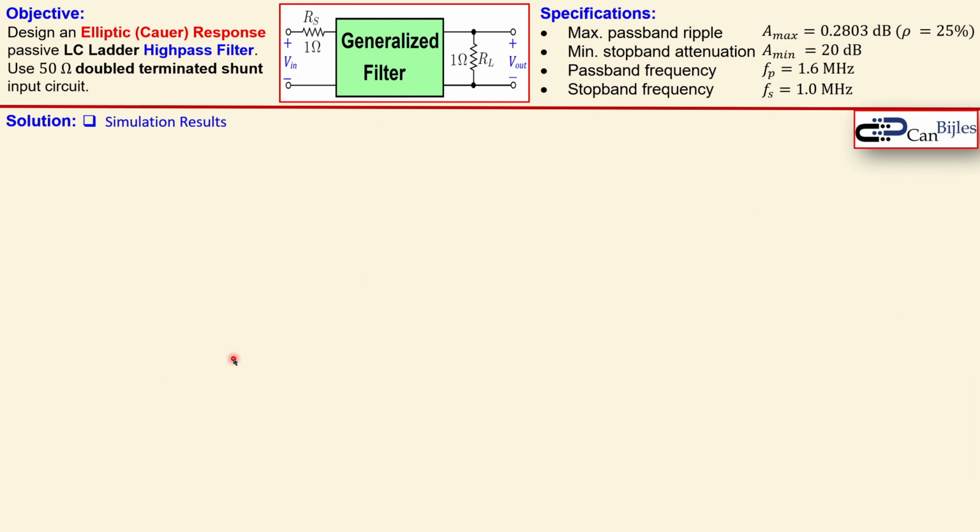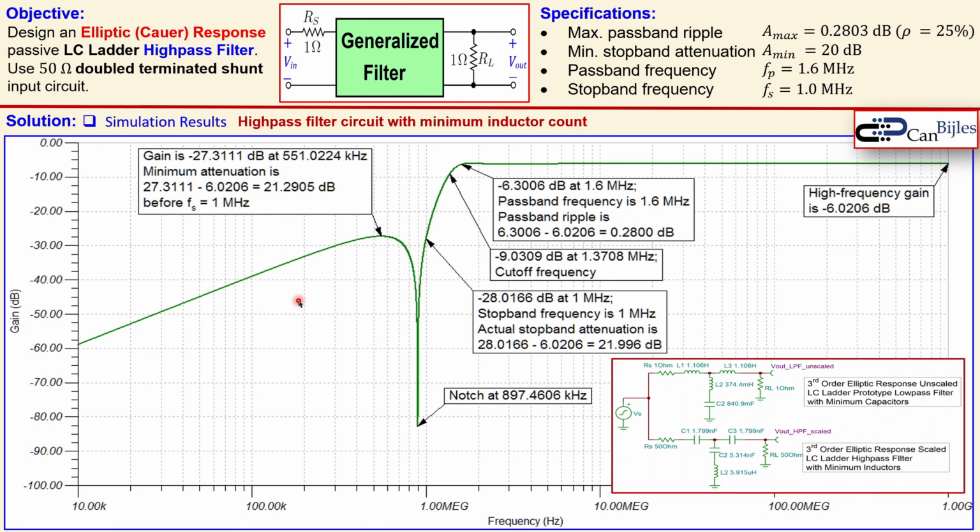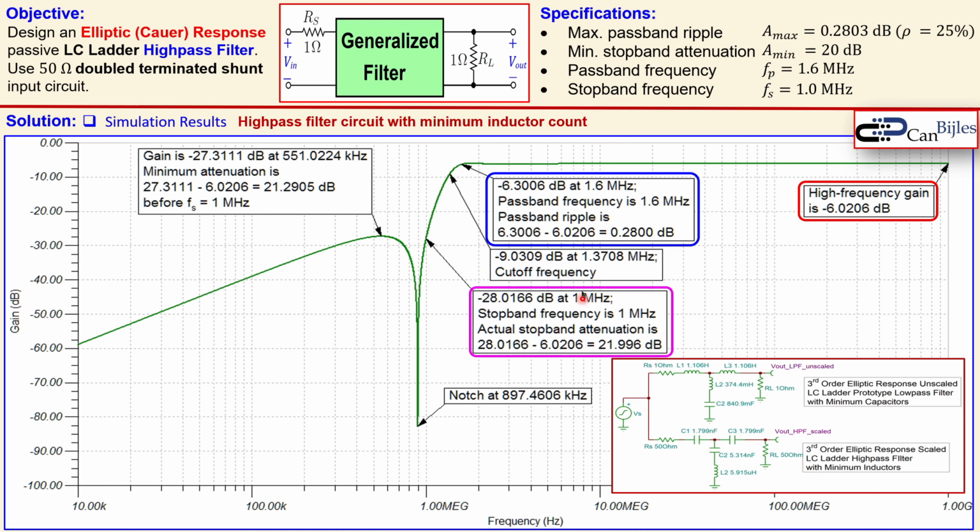Okay, now the simulation results for the high pass filter circuit, but now for minimum inductor count. And this is now the Bode plot for that. And now you see this circuit where you have the Bode plot here. Again, we go through the labels. Again, the same high frequency gain of minus 6.02 dB as discussed before. At 1.6 megahertz, I see here a ripple, or reduction in the gain, of 0.28 dB, which is less than the maximum allowed, so this is fine. You see also the stop band attenuation here, and now we go down by almost 21.996 dB or 22 dB. Again, at least 20 achieved, so that is also perfectly fine.